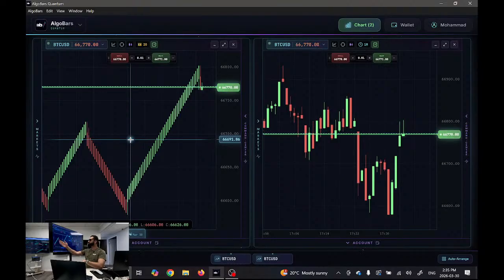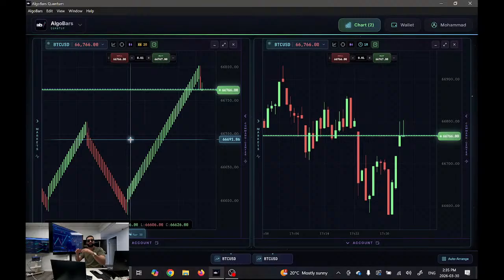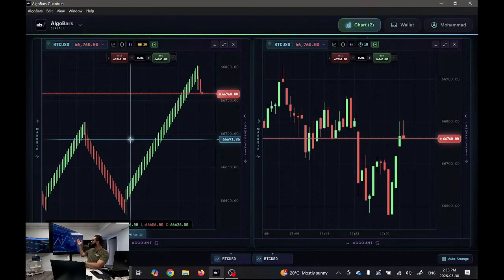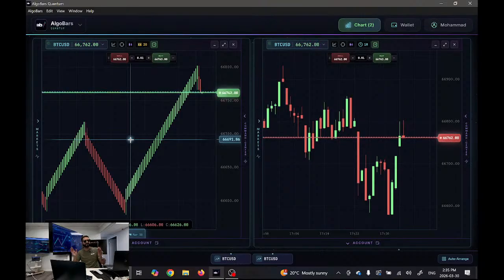That's why it looks so much cleaner than these candles, okay? Because these are time-based. So regardless of how much movement happens in 1 minute or 5 minutes, every 1 minute, a new candle will be made. That's why all of them are different colors, different shapes, sizes, because time has nothing to do with the market.